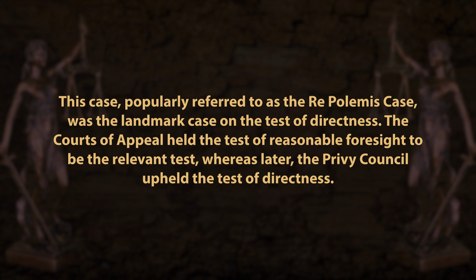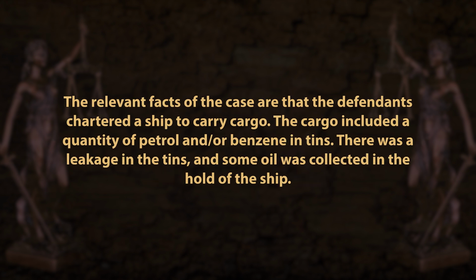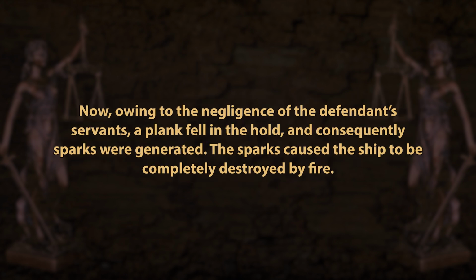The Court of Appeal held the test of reasonable foresight to be the relevant test, whereas later, the Privy Council upheld the test of directness. The relevant facts of the case are that the defendants chartered a ship to carry cargo. The cargo included a quantity of petrol and benzene in tins. There was a leakage in the tins, and some oil was collected in the hold of the ship. Owing to the negligence of the defendant's servants, a plank fell in the hold, and consequently, sparks were generated. The sparks caused the ship to be completely destroyed by fire.